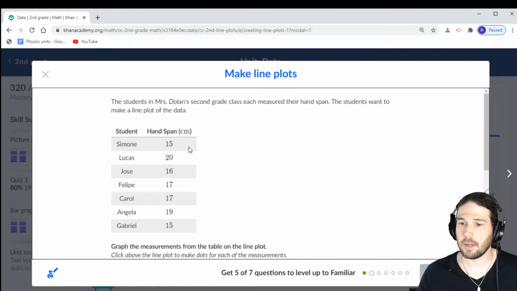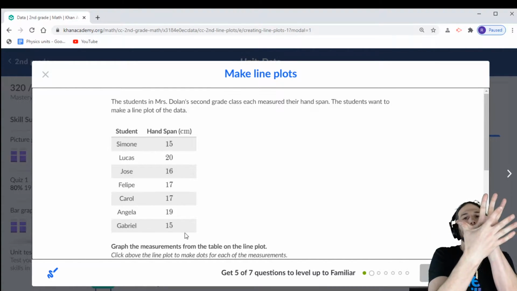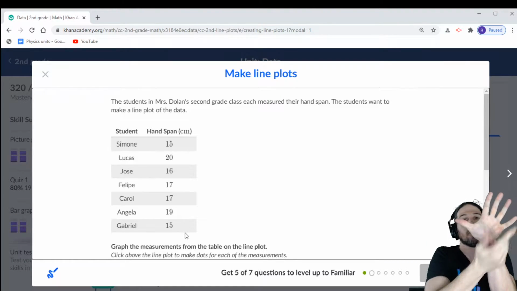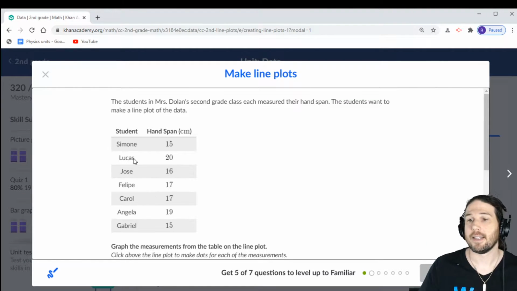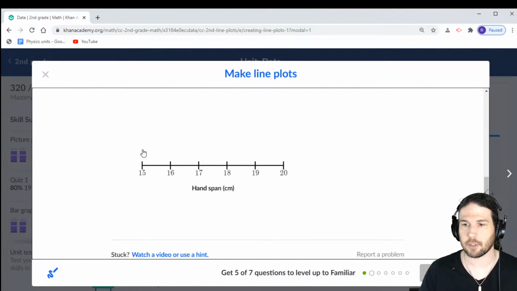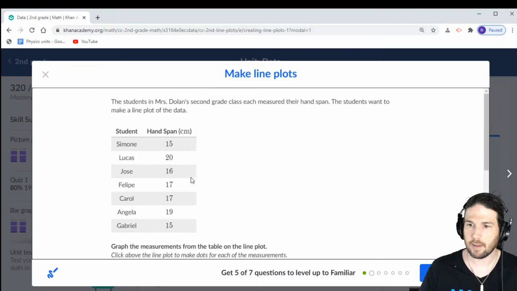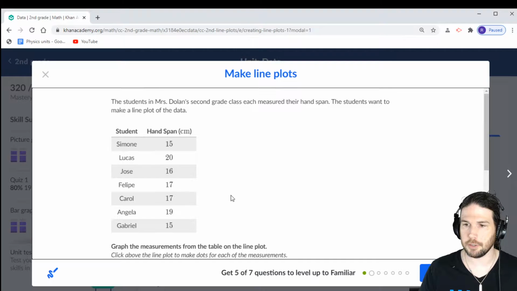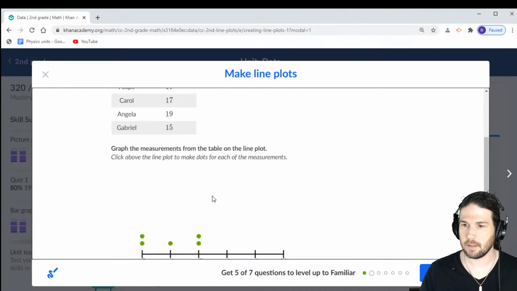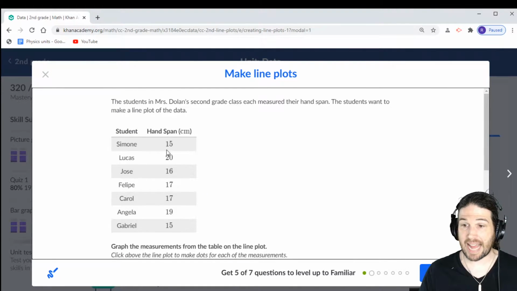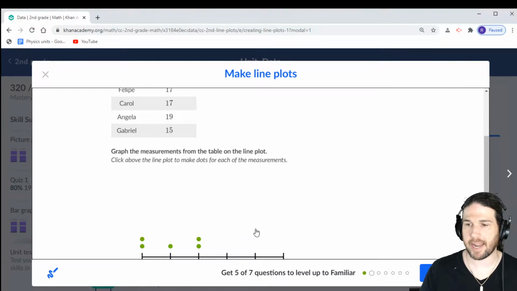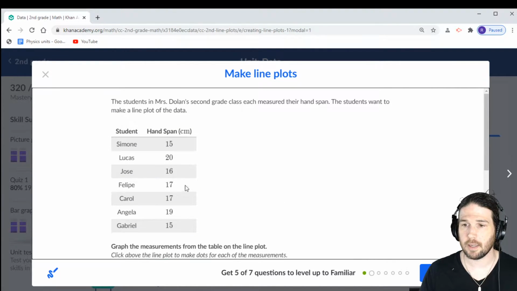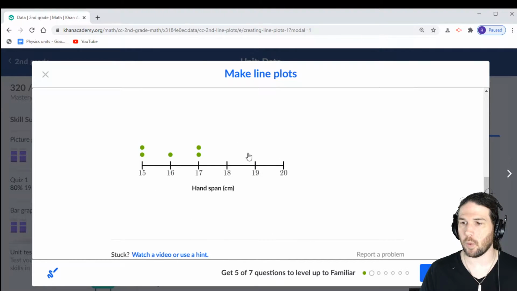So we have 2 students that have a 15 centimeter handspan. Handspan is this from your thumb to your index finger. Simone and Gabriel both have 15 centimeter handspans. So that's 2 for 15. I see 1 for 16. And I see 2 for 17. I don't see anybody with an 18 centimeter handspan, so that's going to stay at 0. I see 1 at 19 and 1 at 20.